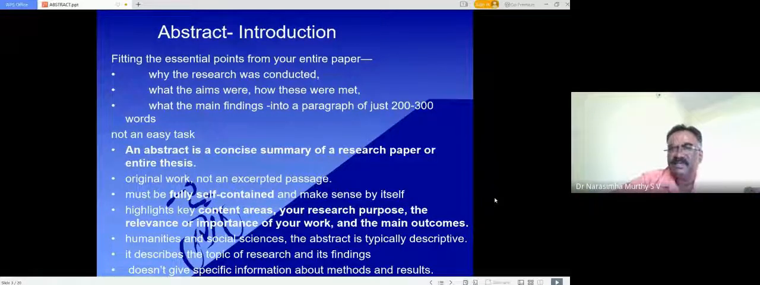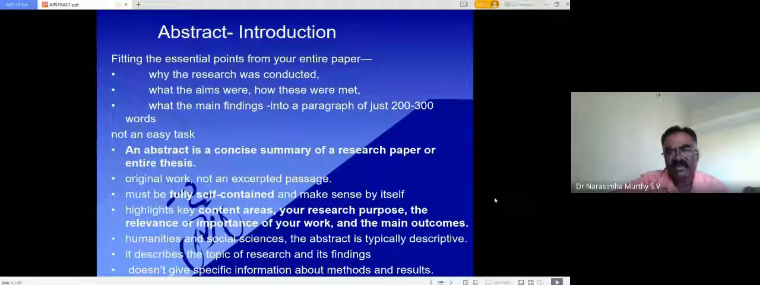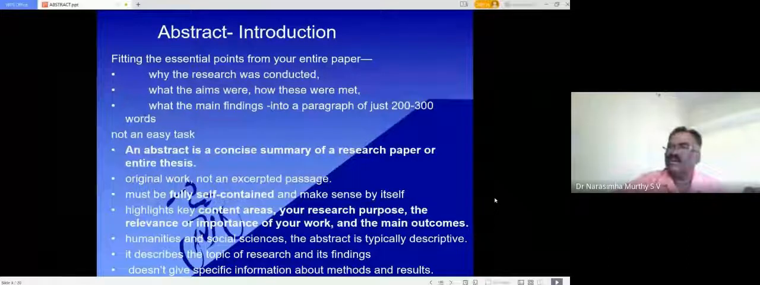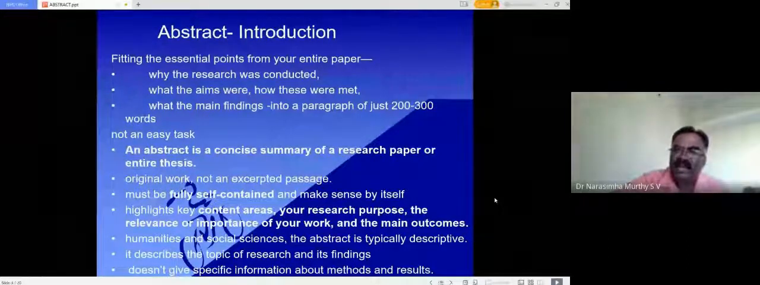So, the purpose of the research. Then what are the aims? What are the goals? Rather, to make it simple, the objectives of the study. And how did you meet these objectives? How were they met in your research? Or how did you achieve these objectives? And the last one, what are your findings?